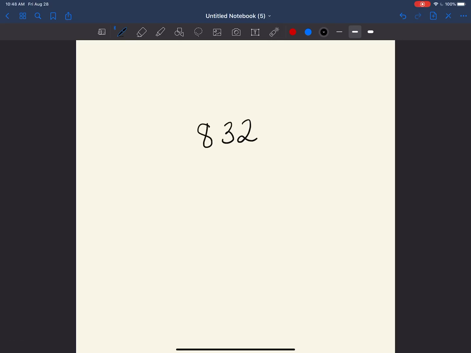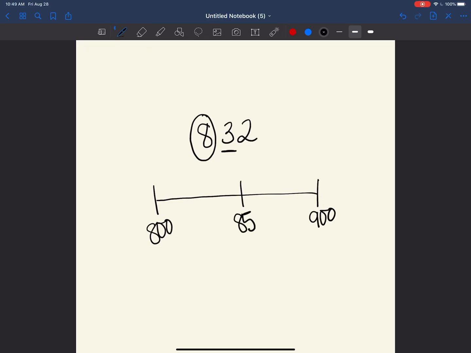832. The first thing I'm going to do is draw my number line, benchmarks, midpoint. I am rounding to my nearest tens place. I am not changing my 100 because I'm rounding to tens, so I know I have 8 hundreds. The hundreds that come after 800 is 900, and in the middle is 850.